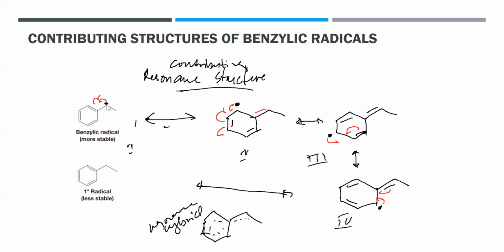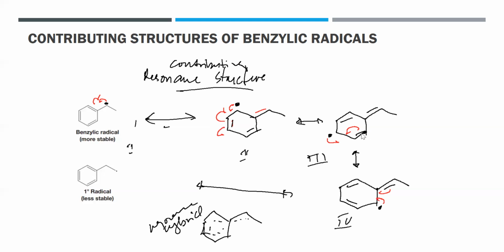This radical here on the benzylic position is adjacent to this pi bond here. So they are parallel to each other, they can overlap and form a bond here. And when they do, the delocalization occurs: the added electron will go here, by homolytic bond cleavage of this pi bond. You can form your pi bond here, and you have your dot here.